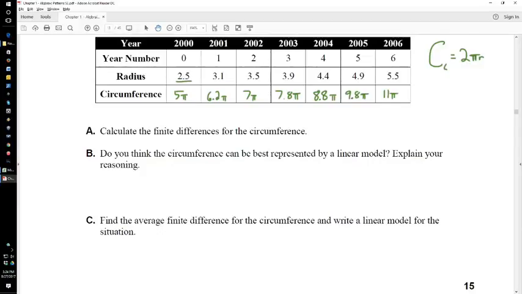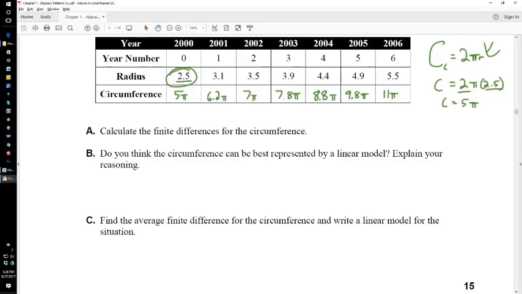Okay, so we just basically, real quick, plug these guys in for r. So the idea is the circumference at that point is 2 times pi times 2.5. 2.5 times 2 is 5, so C equals 5 pi, and I left it in terms of pi. I like pi. Anyways, and then it says letter A, calculate the finite differences for the circumference.